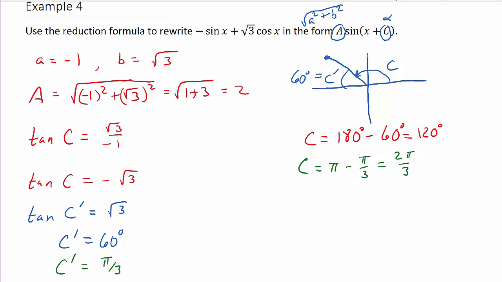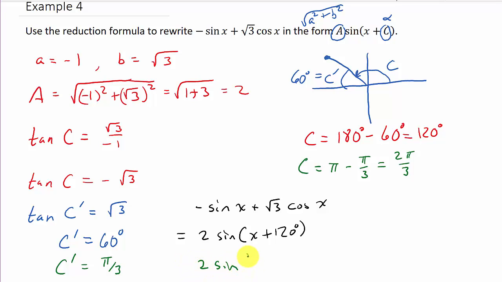And so now we can say that negative sine x plus square root of 3 cosine x is equal to the big A, which is 2, times sine of x plus, and I'll write it in degrees. And then let's just come down here and we'll rewrite this where we have the radians. So 2 sine of x plus 2 pi over 3. So either one, whichever one your teacher wants. If they want the angle in degrees, this one. If they want it in radians, this one.